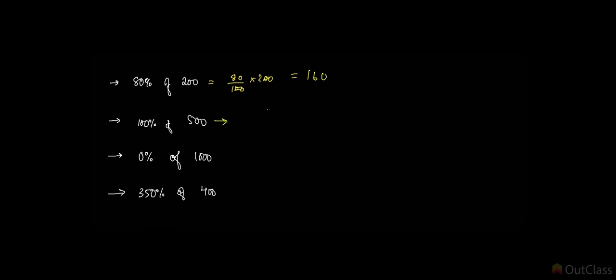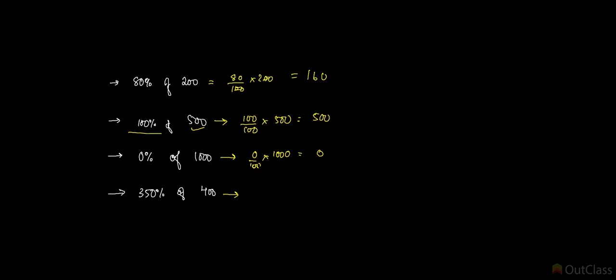What is 100% of 500? 100 by 100 into anything would be that number itself. Notice that 100% of anything is the number itself. What is 0% of 1000? That's 0 by 100 into 1000. Doesn't matter what you're multiplying, you have a 0 in there, so it's 0. 0% of anything is 0.